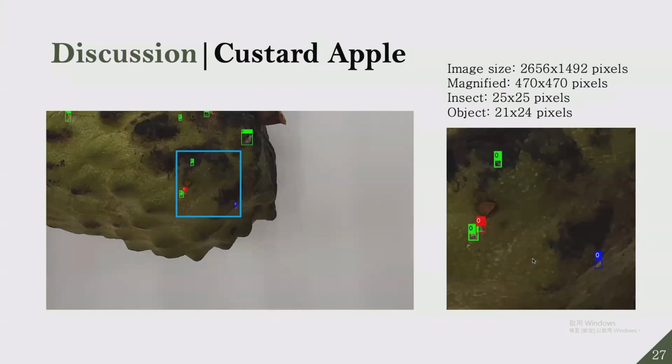The next discussion is the Costar apple. I want to talk about the blue bounding box one. It is ambiguous, and I consulted with the expert, who also could not give me a confirmed answer, because the object is very small and blurred with low resolution. It's very difficult for a human to recognize whether this is an insect or not. So it is difficult for the model.